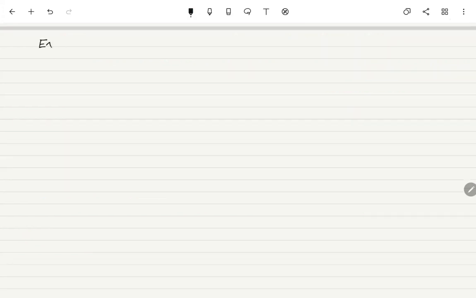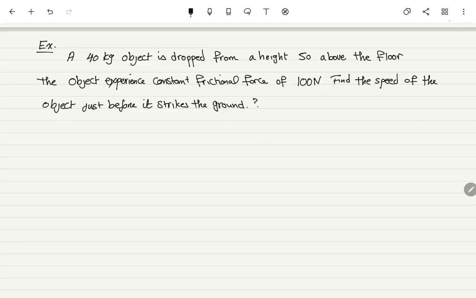Example: a 40 kilogram object is dropped from a height of 50 meters above the floor. The object experiences a constant frictional force of 100 newtons. Find the speed of the object just before it strikes the ground. Now we dropped an object, this one here, and this is the ground.